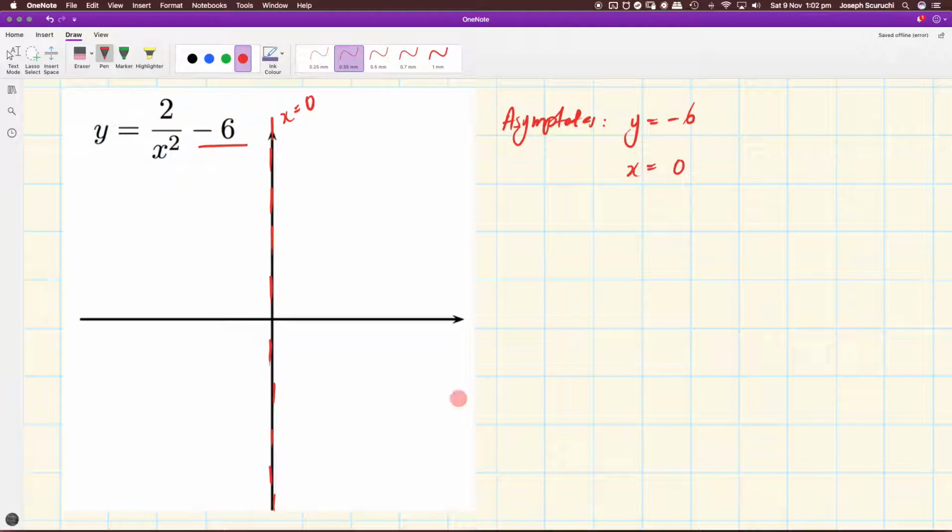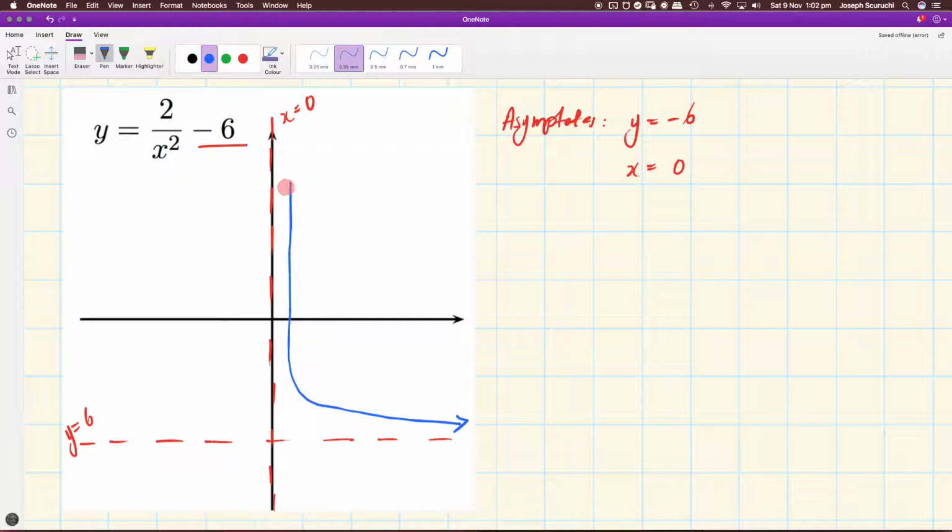My horizontal asymptote will now be here, y equals -6. That's really all the information I need now, because now I can draw it. It's just your standard truncus. There we go. And now I need to find my intercepts. I have an intercept here, I have an intercept here.